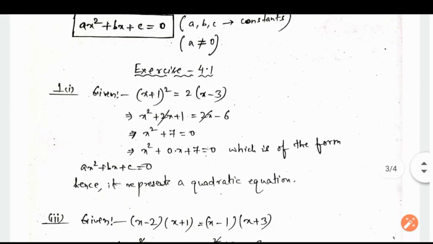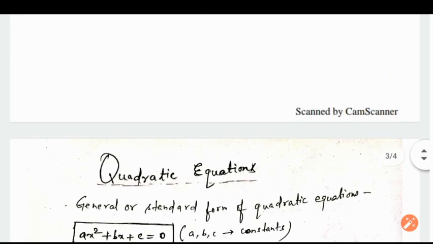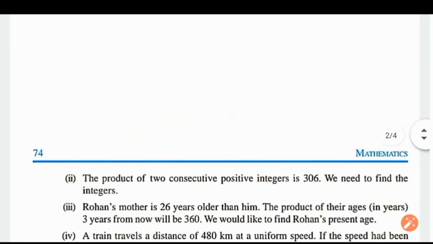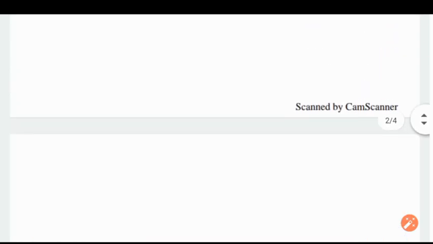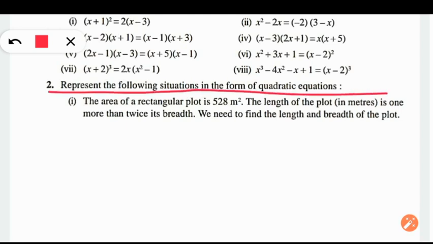Now let us do question number 2. So I have solved only 2 subparts of question number 1 and 3, and based on the same concept you are going to solve the rest of the parts. I hope so. Now what we have in question number 2, let's read the statement first. Represent the following situation in the form of a quadratic equation. This question is the same as what we have done in linear equations.